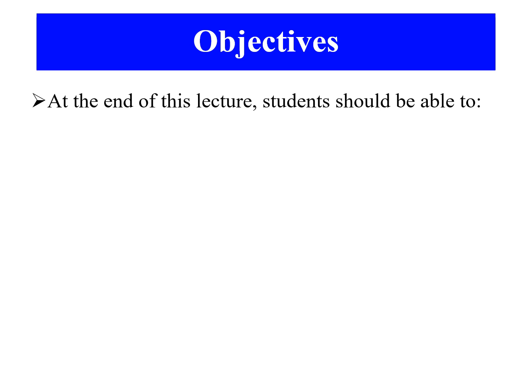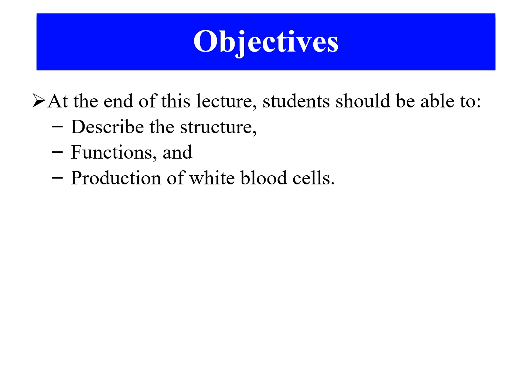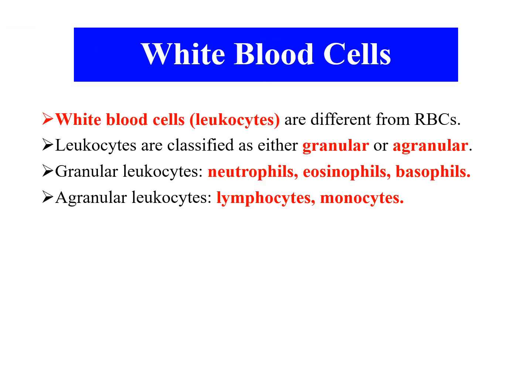By the end of this lecture, you are expected to do the following: to describe the structure of white blood cells, to describe the functions of white blood cells, and to describe the production of white blood cells, also known as leukopoiesis. We can now look at the introduction to white blood cells.